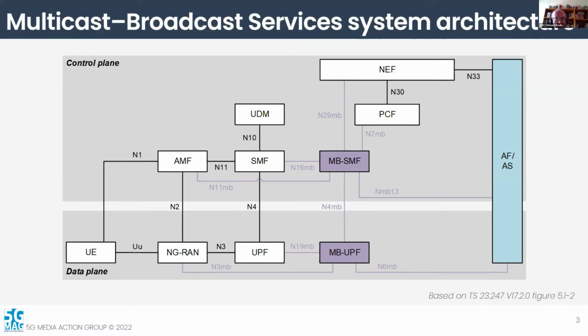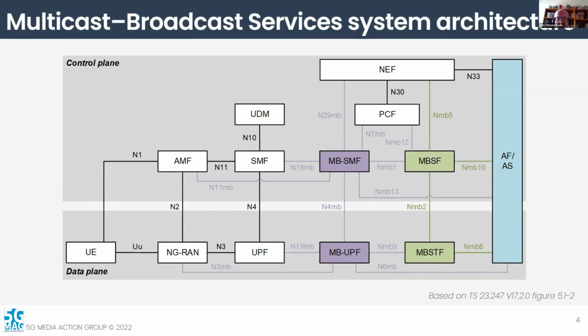But for most uses, we think that some kind of higher order user service is needed to manage that. And the SA2 group additionally defined these green functions and reference points to manage the user services, and they sit in front of those two purple functions. So we have the MBS function and the MBS transport function, and they have their own reference points, NMB10 and NMB8, and then they talk to each other a little bit over NMB2, and you can still go outside the trust domain and interact via the NEF proxy using this NMB5 reference point.